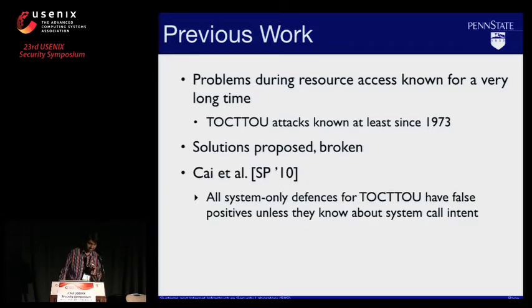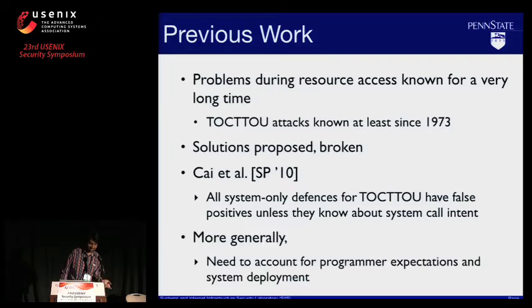In Oakland in 2010, Tsai et al. came up with a claim that in order to solve these problems, if you use just knowledge that is there in the system, then you are going to end up with false positives. Meaning, if you do not also know about the program intent in making the system call, you will end up with false positives. And this is exactly what we are saying. So we are saying that you need to account for both the programmer's expectations and the system deployment where the program is deployed in order to prevent these attacks.